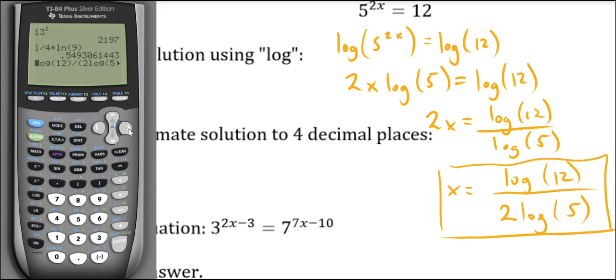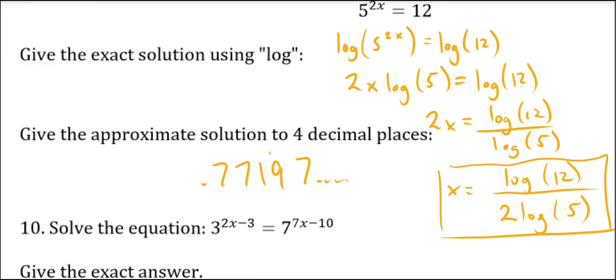To finish this, we could type this into the calculator, making sure to put parentheses around the bottom, and we would wind up with an approximate decimal answer. To round to 4 decimal places, that would look like this, as such.